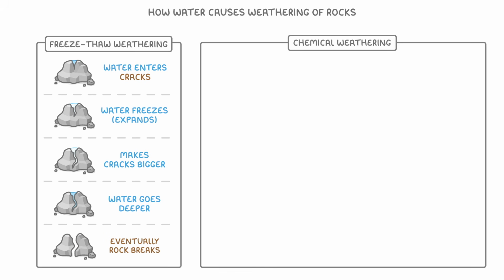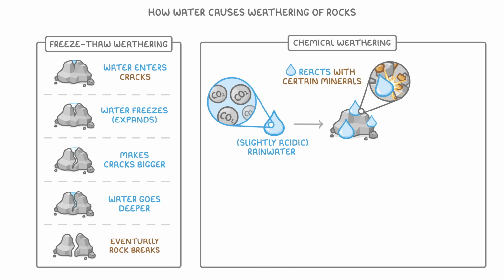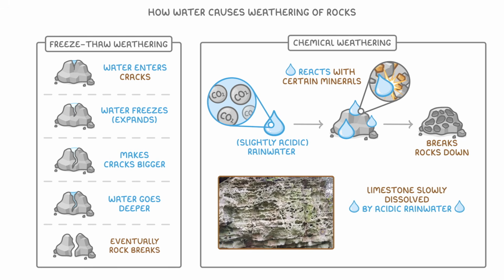Water also causes chemical weathering though, because rainwater contains dissolved carbon dioxide, which makes it slightly acidic. When it passes through rocks, this acidic water can react with certain minerals within the rocks, and so breaks the rocks down. For example, limestone can be slowly dissolved by acidic rainwater, although this happens over very long periods of time.